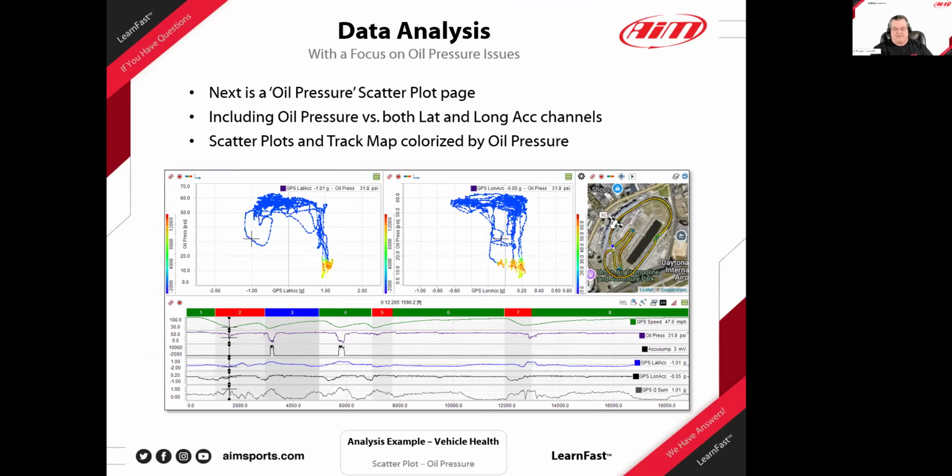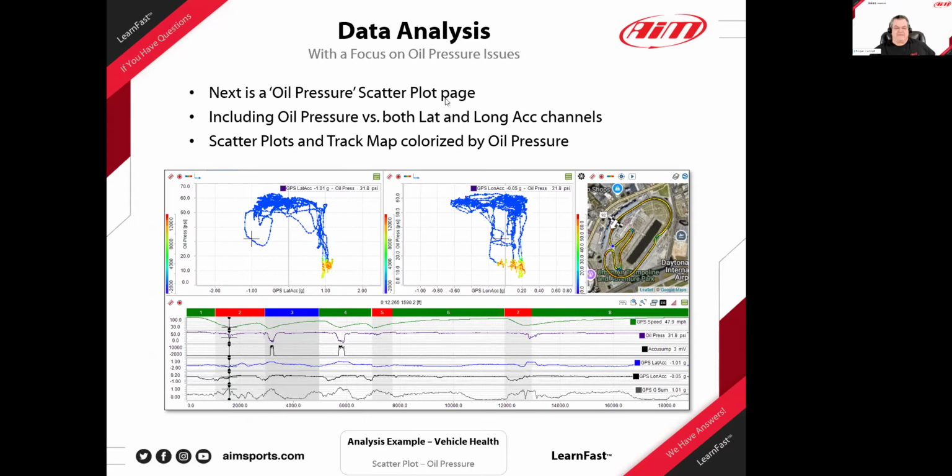At the end of this, this user needs to go back and try to fix this, or understand it better, and understand what the problem possibly is. So the next thing that we built, and we were chatting with him during this Zoom call, showing him these different things, is a scatter plot, and I called it oil pressure.